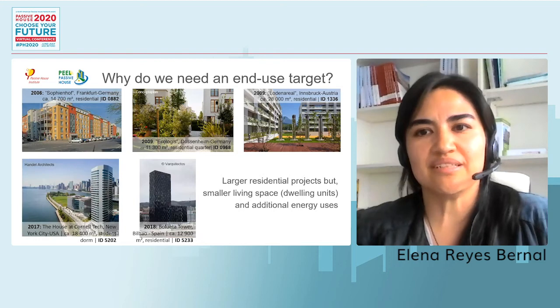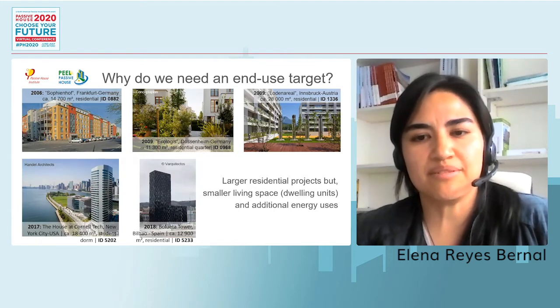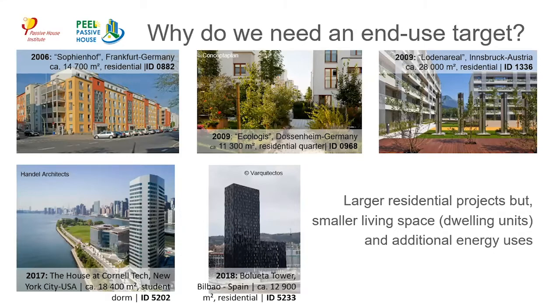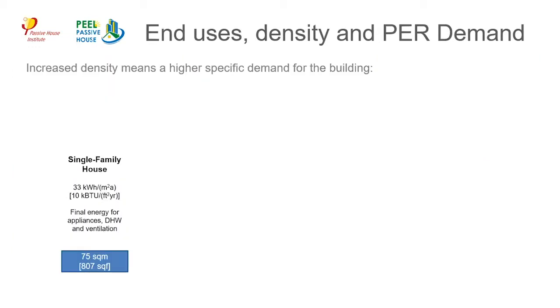So why do we need an end-use target? Basically, we've been having more and more larger residential projects, but at the same time, these projects have smaller living space, so smaller dwelling units, and they also have additional energy uses. If we take a look at a single family house, and for example, the energy that we need for the appliances, the domestic hot water, and ventilation would be around 33 kilowatt hours per square meter per year.